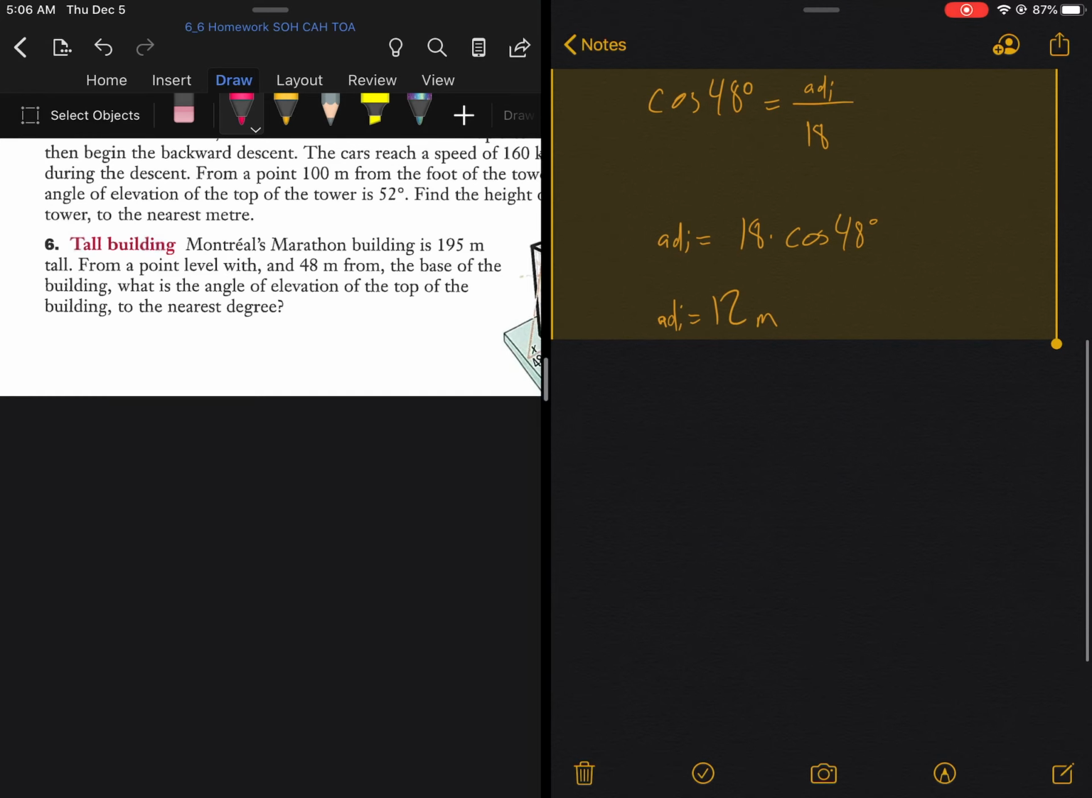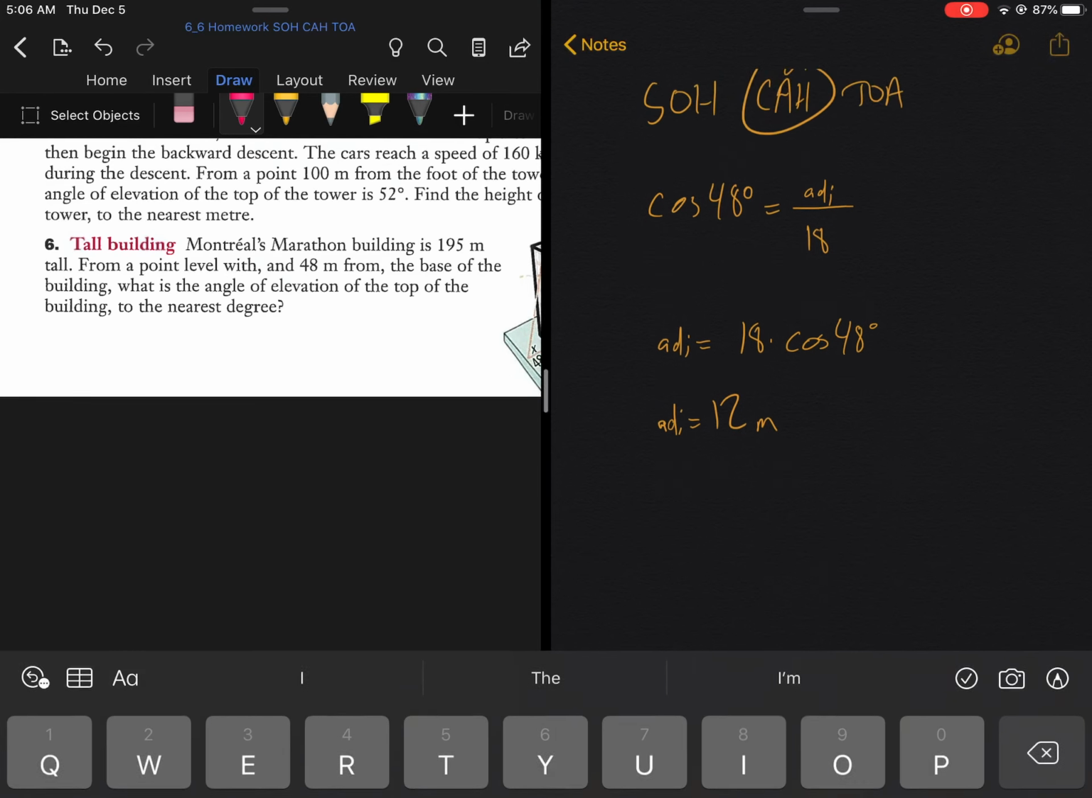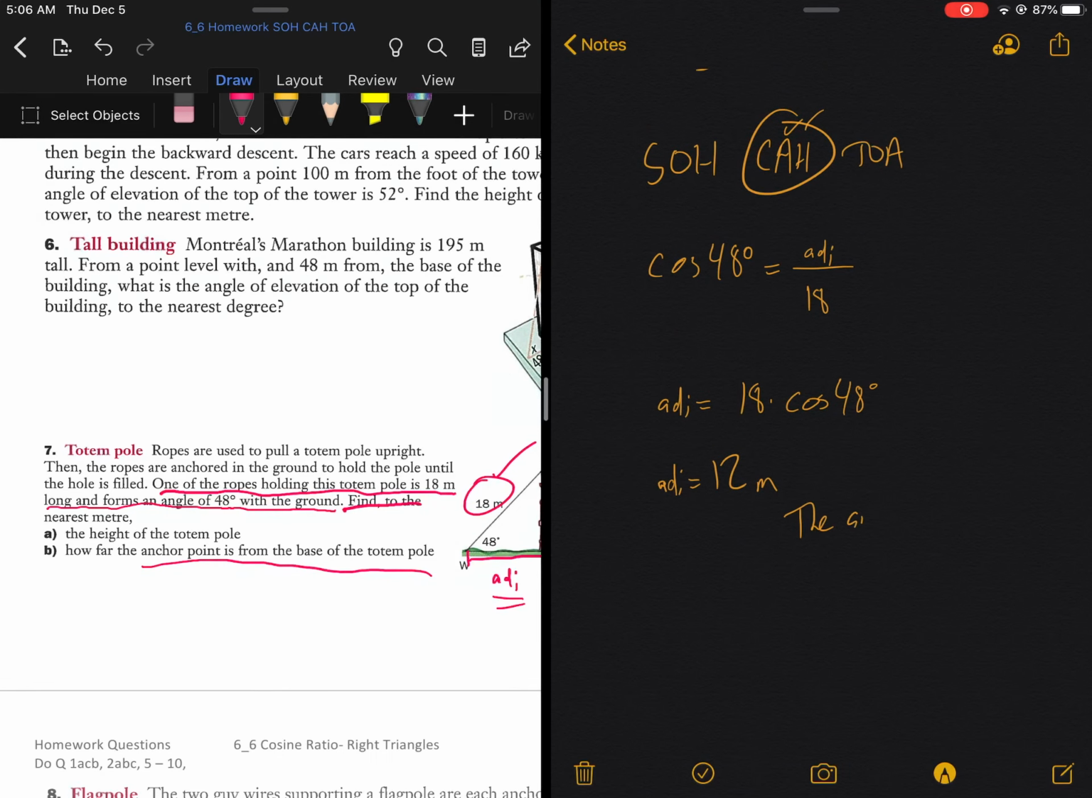Oh, before we finish, let's say that the anchor is 12 meters from the totem pole.